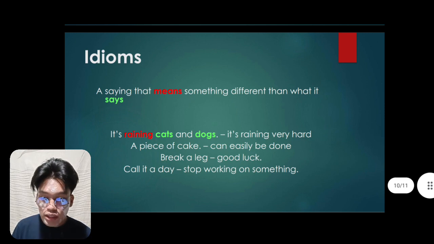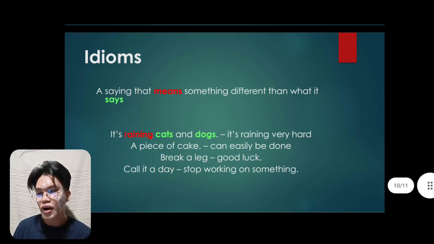Next is idioms. An idiom is a saying that means something different from what it says. So for example, it's raining cats and dogs. When we try to examine that idiomatic expression, it's like, what? It's raining cats and dogs? Oh no. That idiomatic expression means that it's raining very hard.